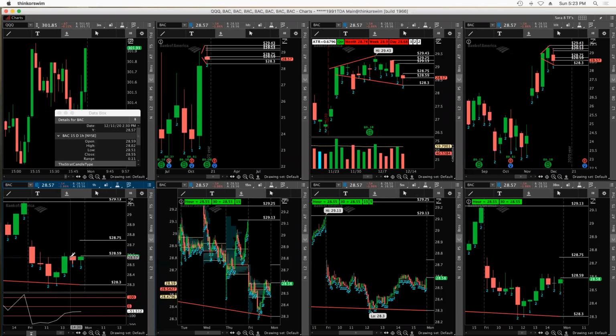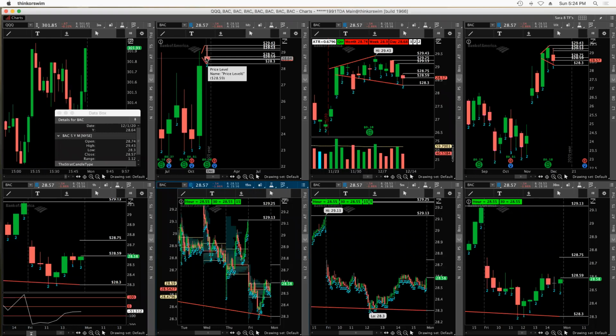That would give you an inside, down, and back up. So there's a rev strat. And if you get up to that 28.75, then you get into a gap area. It's got some potential. Which one's the monthly? You want me to put that? The high on the month would be 29.43.